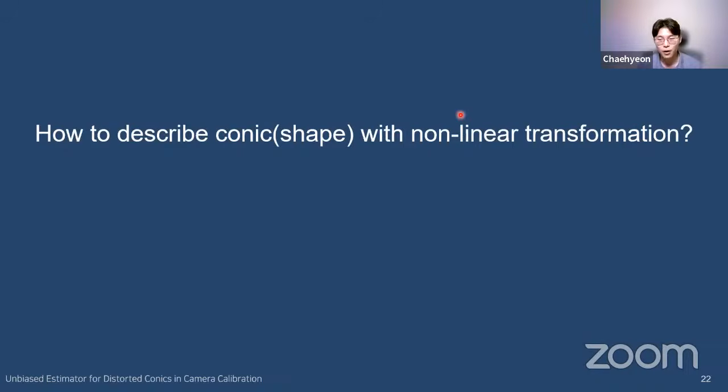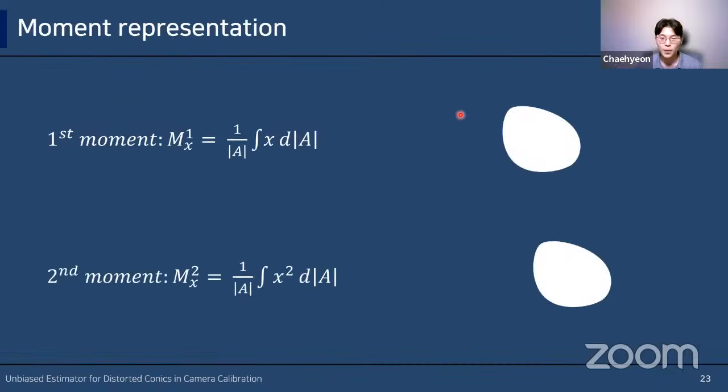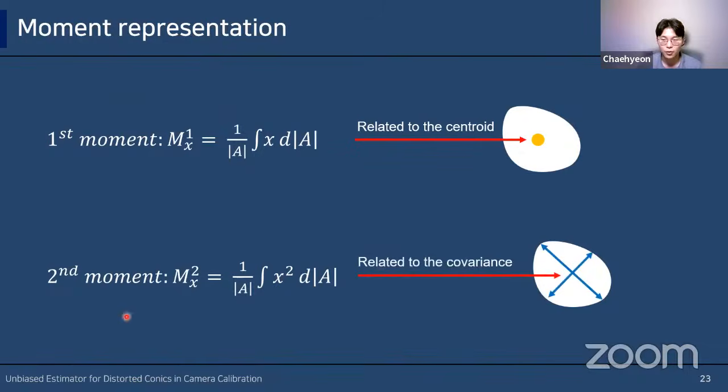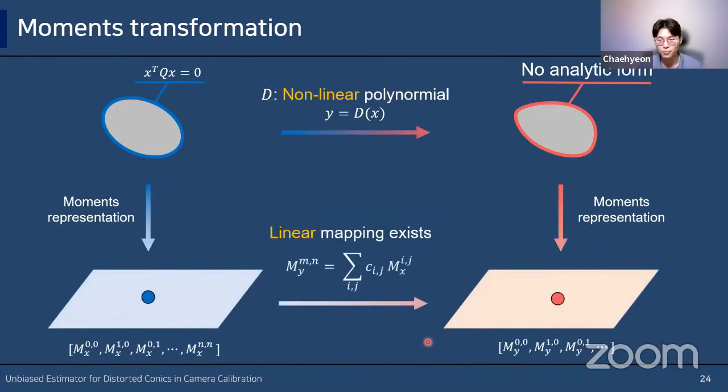To deal with this problem, we leverage a probabilistic concept called moments. Moments are defined as a surface integral. The first moment is defined as this, and it indicates the centroid. And the second moment represents the covariance of the distribution. The impressive point is that for any given polynomial mapping, we can find a corresponding linear mapping in the moment space.